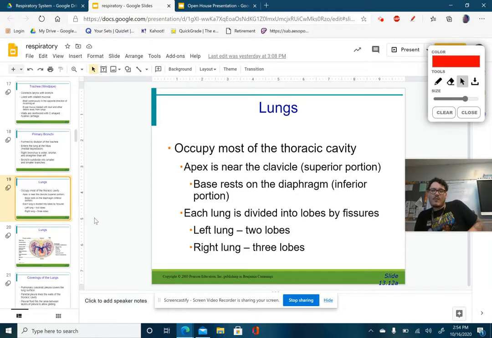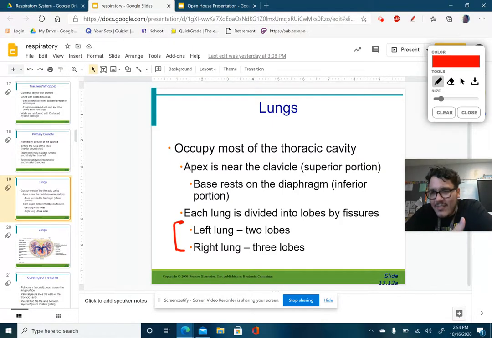You can find your diaphragm pretty easily if you find your belly button and then go up about half an inch or so. This we do need to be aware of. Each lung is divided into lobes by fissures. The left lung is going to have 2 lobes, whereas the right lung is going to have 3.